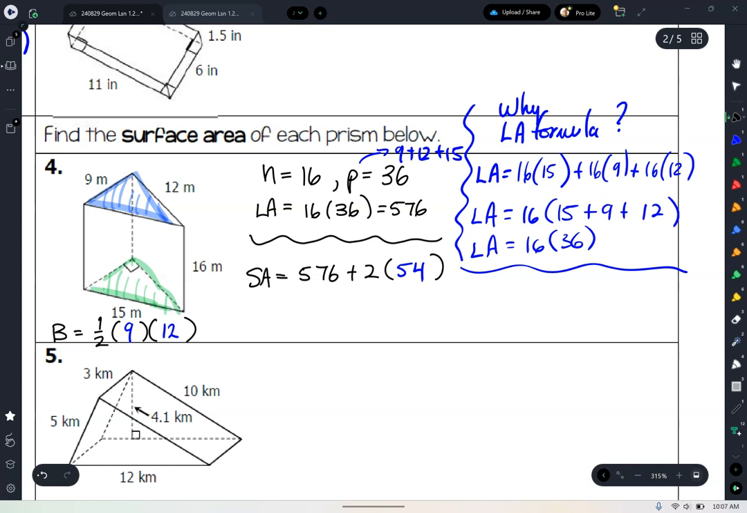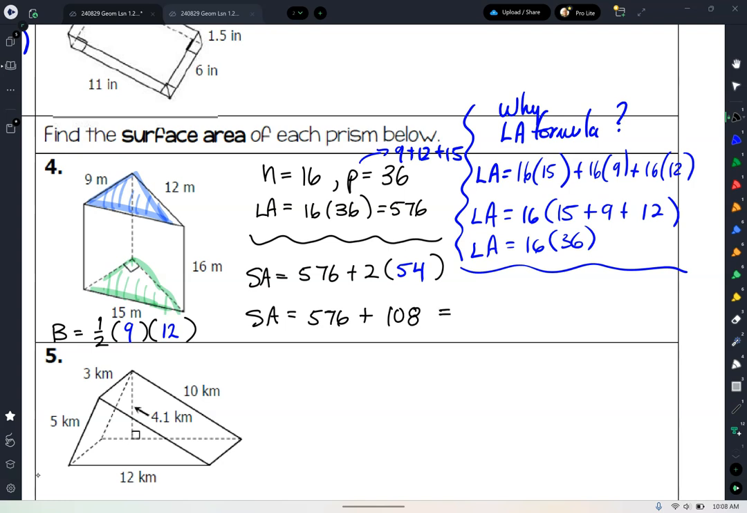So you have a shortcut? Hold on. I know your shortcut. I'm going to answer that question in just a second. All right. So this is going to be 576 plus what? 108. Good. And then what are we going to get? 684 what? Meters squared. Very good, because this is an area measurement.